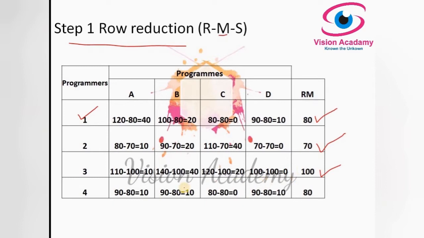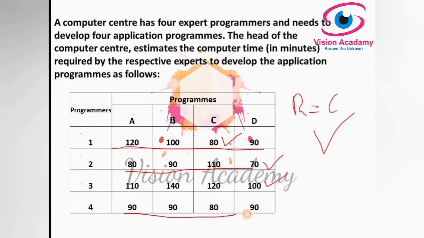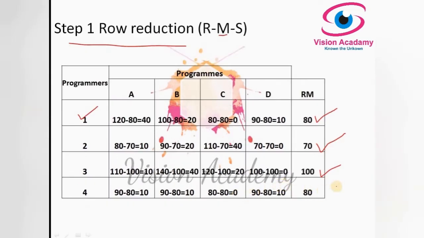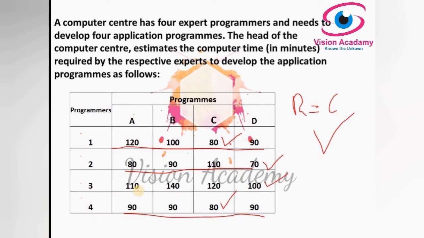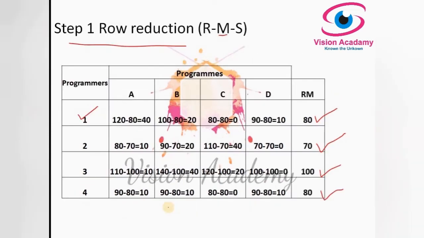Let's go to the fourth row. In the fourth row, 80 is the minimum. I have listed here 80 as the row minimum, and then 90 minus 80, 90 minus 80, 90 minus 80, 80 minus 80, 90 minus 80. So this is the second step which we followed. First we checked whether it is a squared matrix or not, and second is the row reduction.